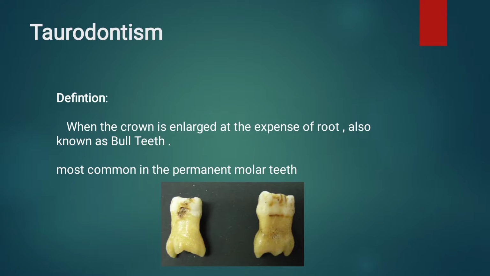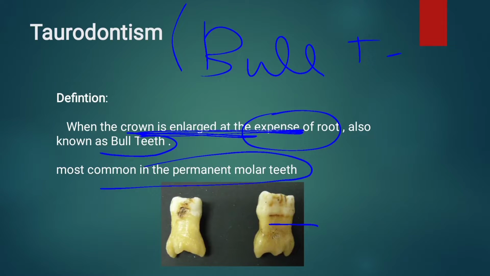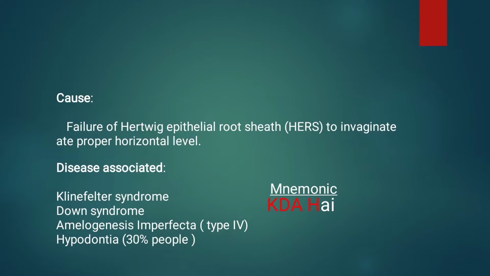Taurodontism. When the crown is enlarged at the expense of the root, it is also known as bull teeth. So taurodontism, remember it as bull teeth. The crown is very much enlarged, but the root is shorter. You can see the shorter root. It is more common in the permanent molar teeth. Remember, what are the causes?